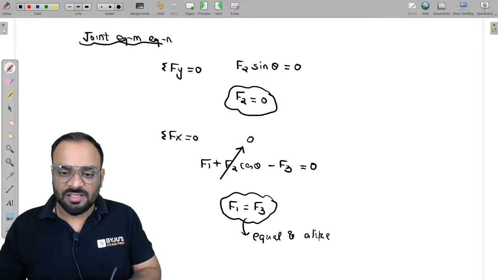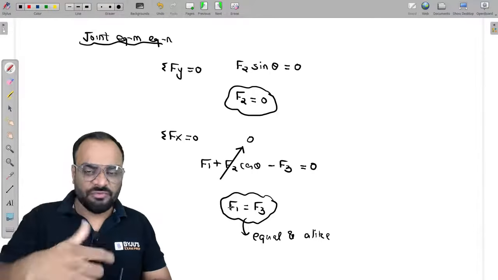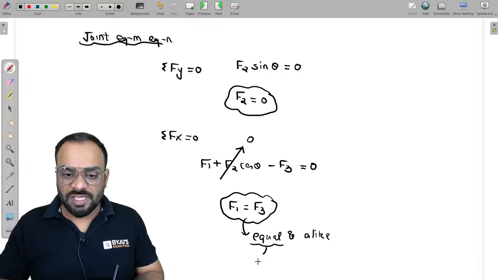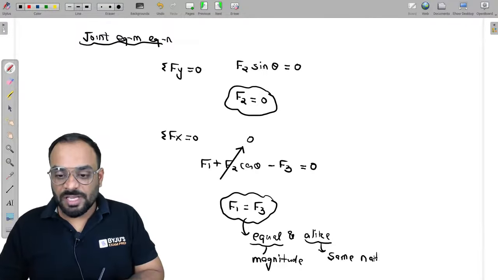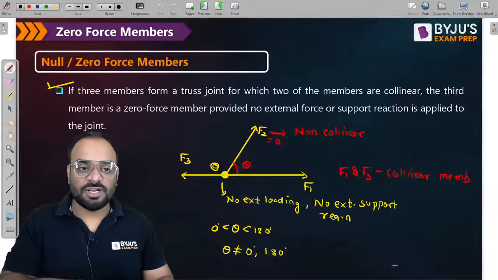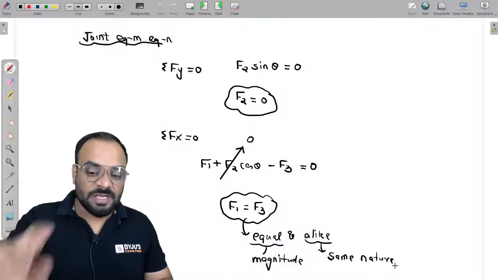What do you mean by alike? Let us suppose F1 is tension, then F3 is also tension. If F1 is compression, then F3 is also compression, right? So equal means in terms of magnitude, and alike means in terms of same nature. Nature means like compression or tension. Clear? Now I think all of you are able to understand both the concept, right? Okay.